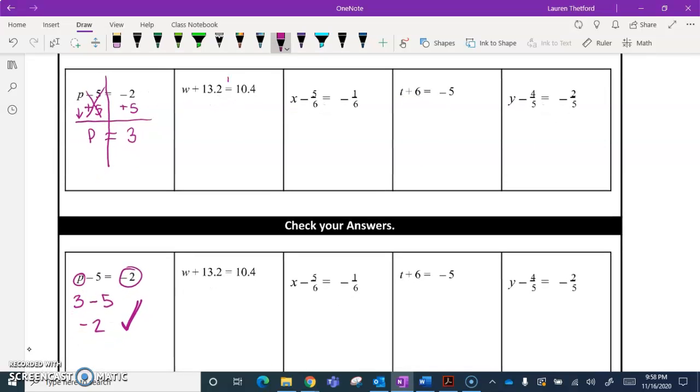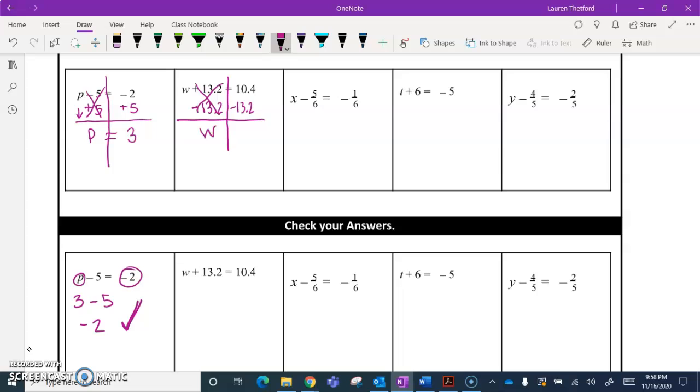Again, draw your line down the equal sign. We are adding, so we're going to do the opposite. We're going to subtract 13.2 from both sides. These cancel out this side of the equation because 13.2 minus 13.2 gives me 0.